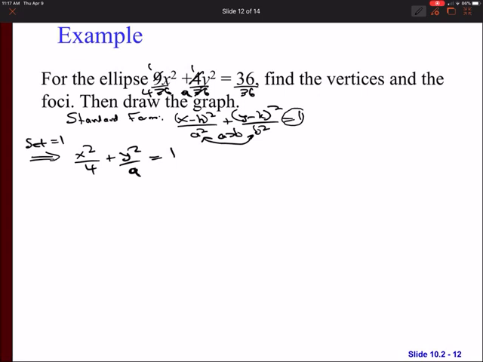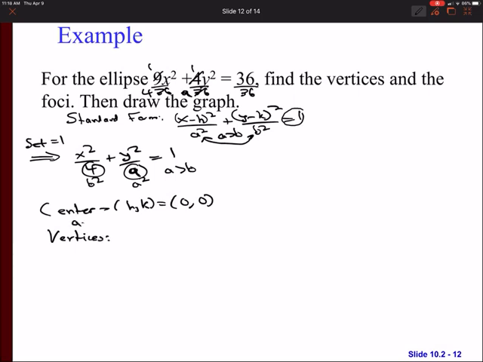Now you notice the larger of the two denominators is a squared, and here's b squared. So remember, a is greater than b. So with our ellipse, we have h and k. What's subtracted from x? So what's our center? Let's go ahead and talk about the center point. Whatever's subtracted from x is 0. We have nothing subtracted from x. x minus 0 is x squared. Same thing with y. y minus 0 is y, so we have 0, 0.